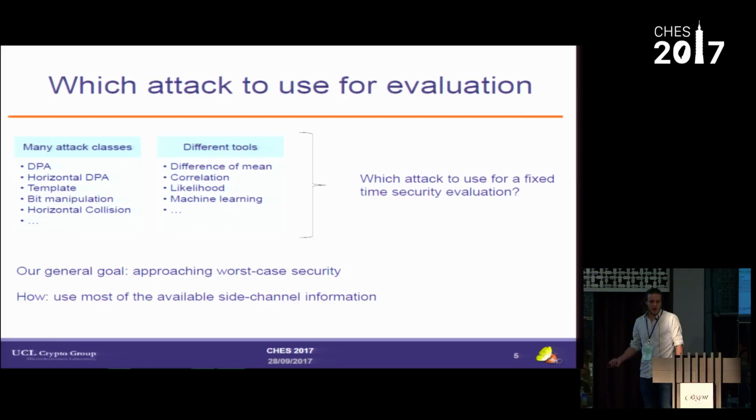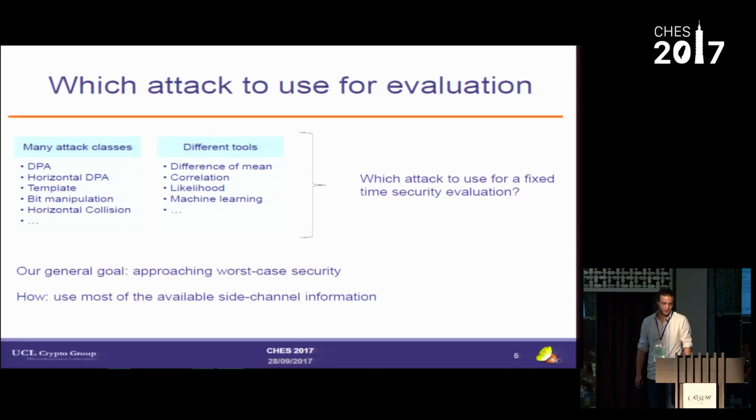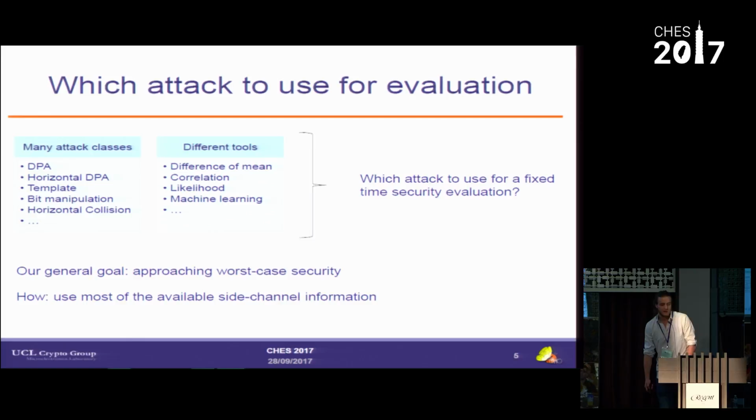Our approach would be to try to approach the worst case security in general. And why do we want to do that? Well, because it's a good way to avoid overestimating the security. And how can we do it? By using most of the side channel information which is available in the side channel traces.